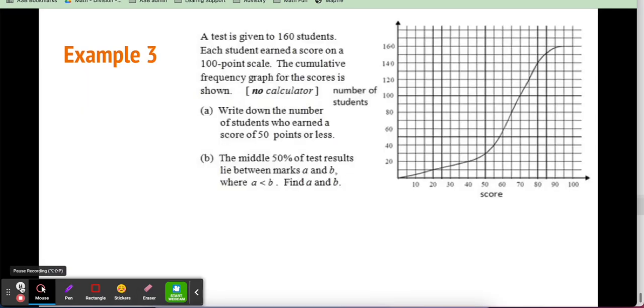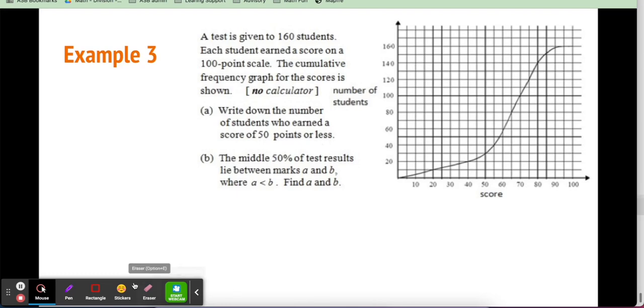And our final example for today, a test is given to 160 students. We see that at the top of the cumulative frequency maximum. Each student earned a score on a 100-point scale. We see the score, the raw data, is at the bottom. The cumulative frequency graph for the scores is shown. Write down the number of students who earned a score of 50 points or less.